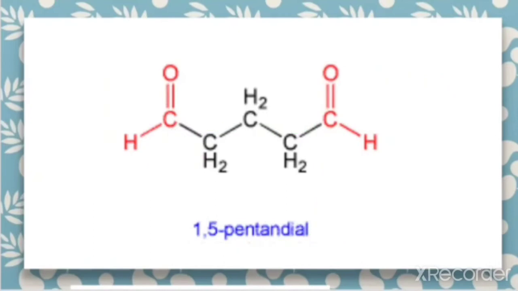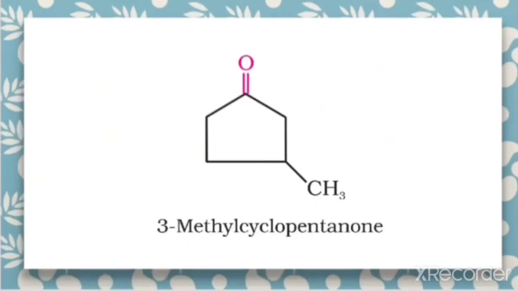Next we'll be taking another cyclic compound, but here the functional group is not an aldehyde, it is a ketone. Here you can see the ketonic functional group, but the ketonic carbon here can be included in the chain, because you can see it is a cyclic part, but the ketonic carbon is actually part of the cyclic alkyl group.